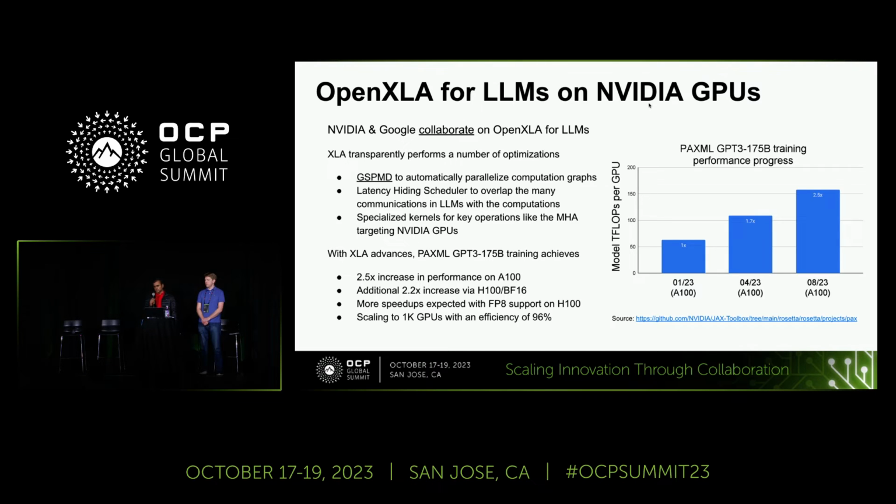For this particular benchmark, we also tried to scale it across a large number of GPUs because that's what you want to do with LLMs. And we see that when we scale it up to 1,000 GPUs, we get very good scaling efficiency, showing that OpenXLA is really, really good for LLM performance. So I would encourage you to try it out on your GPUs.